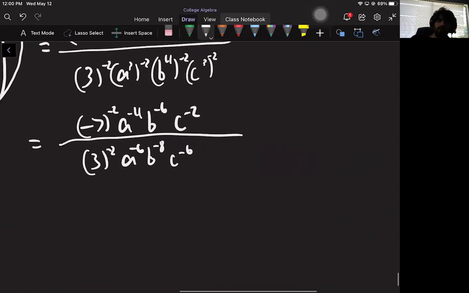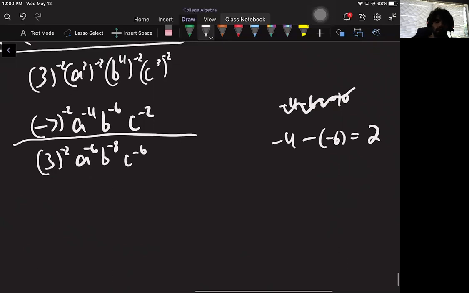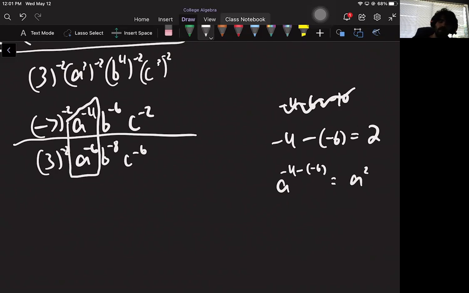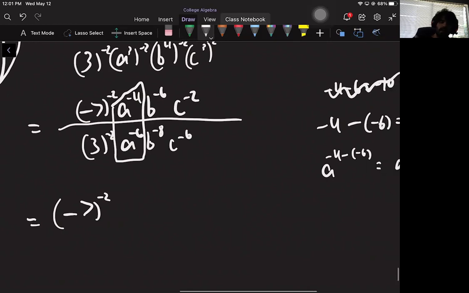So what I could do is something like negative 4 minus 6 is negative 10. Sorry. Negative 4 minus negative 6 is negative 4 plus 6 is 2. So I could look at that and say that a to the negative 4 minus negative 6 is a squared. So I could just combine these to be a squared on the top. So I'm going to simplify different ones in different ways, but you could use any of these techniques that I'm using. So the a's just become a squared.